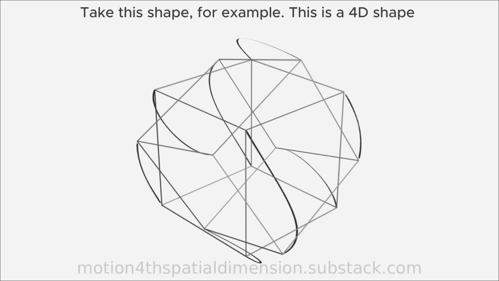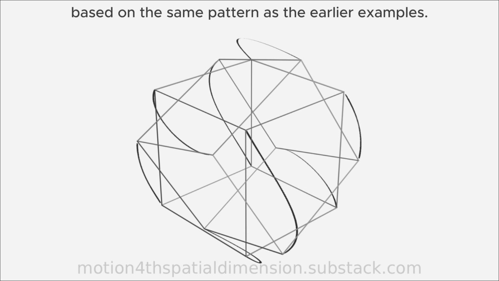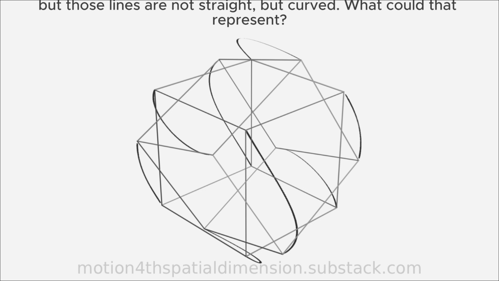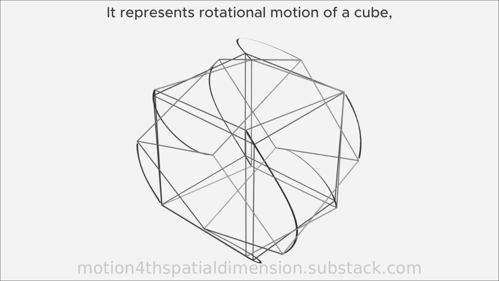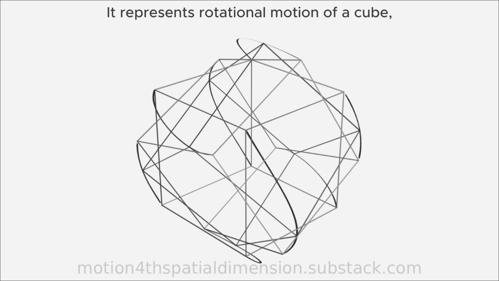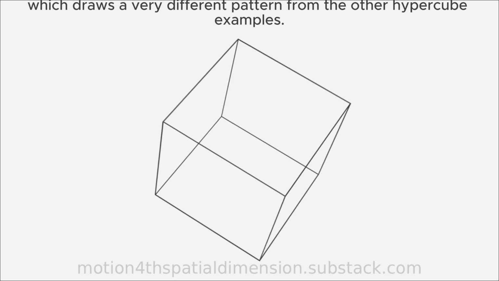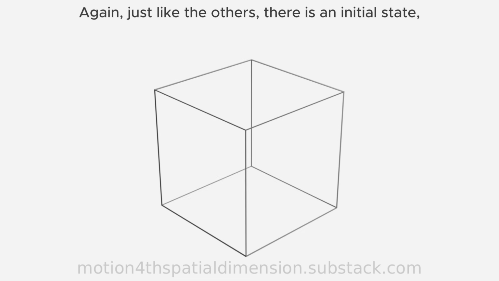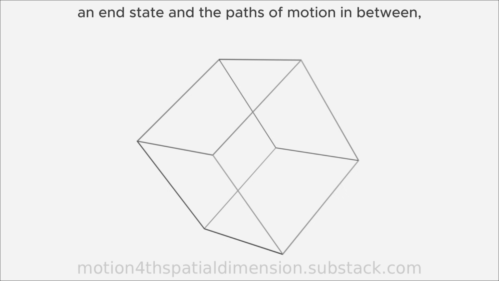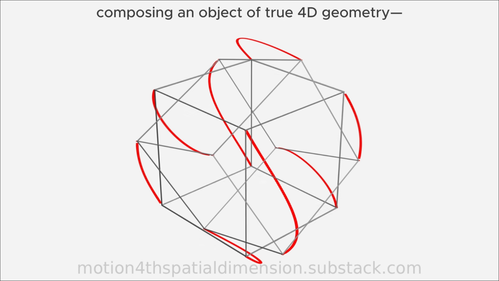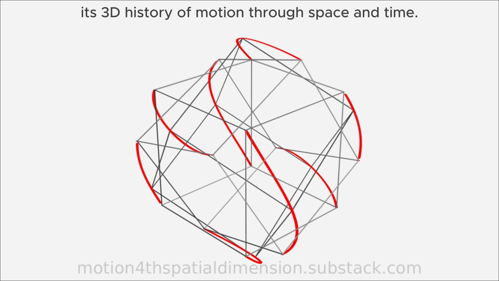This is a 4D shape based on the same pattern as the earlier examples. It is composed of two cubes with all vertices connected by new lines, but those lines are not straight, but curved. What could that represent? It represents rotational motion of a cube, which draws a very different pattern from the other hypercube examples. Again, just like the others, there is an initial state, an end state, and the paths of motion in between, composing an object of true 4D geometry, its 3D history of motion through space and time.